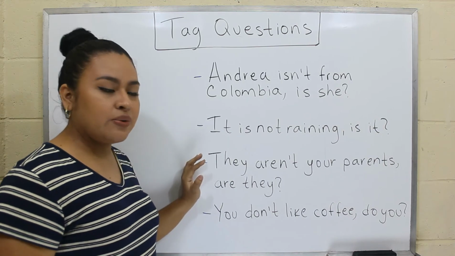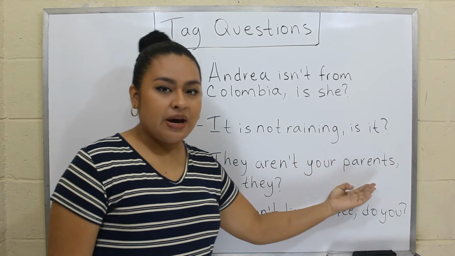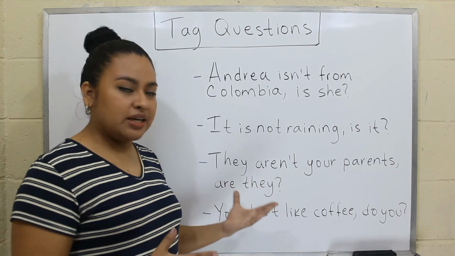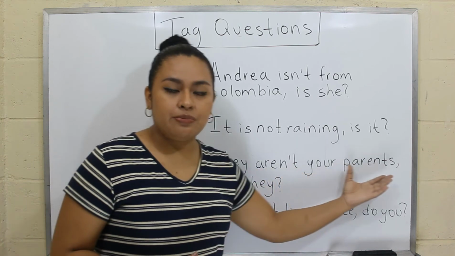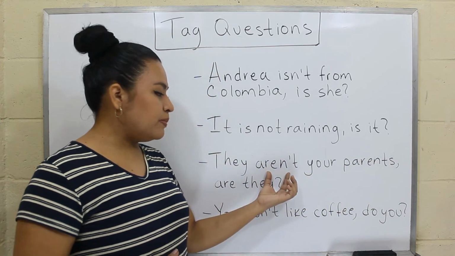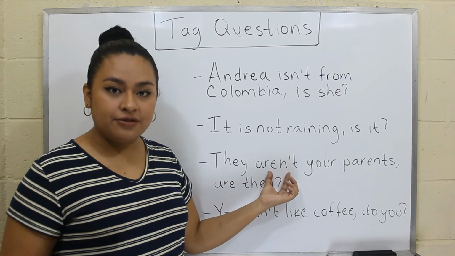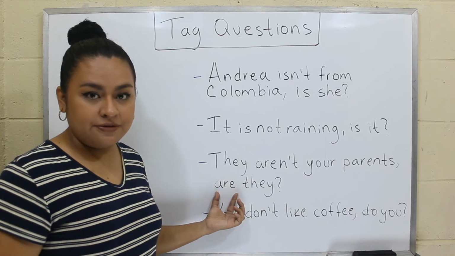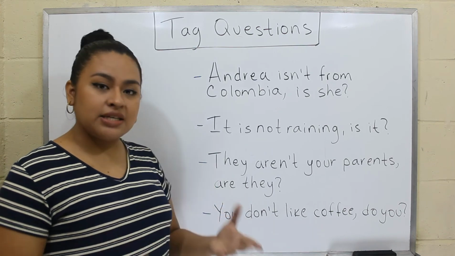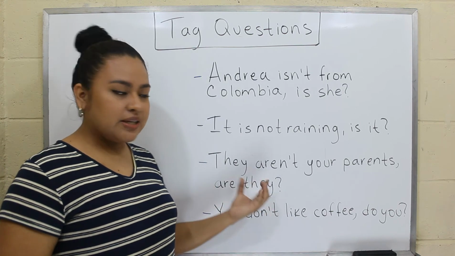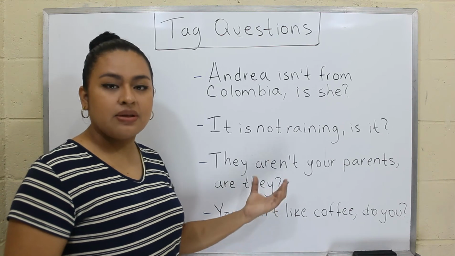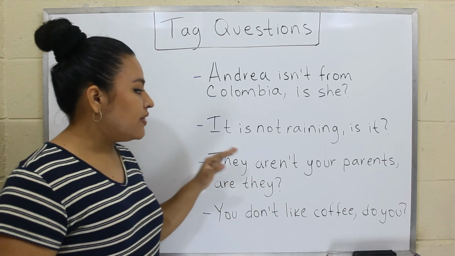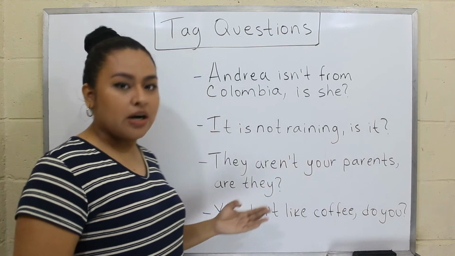And in the third one, we have, they aren't your parents, are they? The statement is, they aren't your parents. We have the verb be in the negative form. So in the tag, we are going to have it in the positive form, are. And then we have the pronoun equivalent, that in this case, it is the same, they. So the result, they aren't your parents, are they?